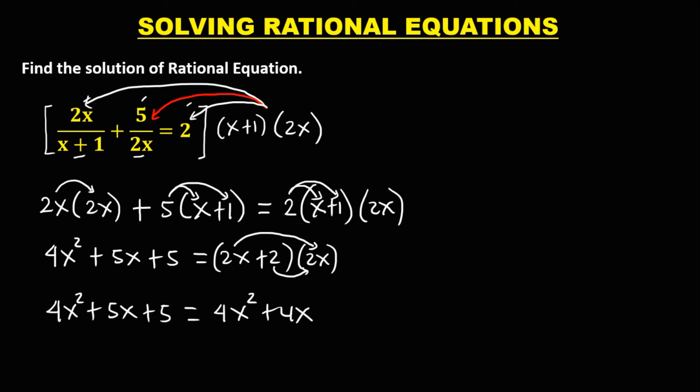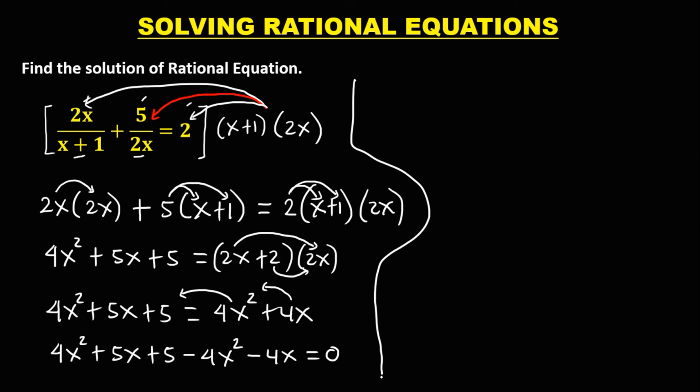Then we need to equate this equation to 0. So we have 4x squared plus 5x plus 5. Then transpose this to the other side. So this becomes negative 4x squared. Transpose to the other side, that becomes negative 4x equals 0. Then this time we can combine like terms.